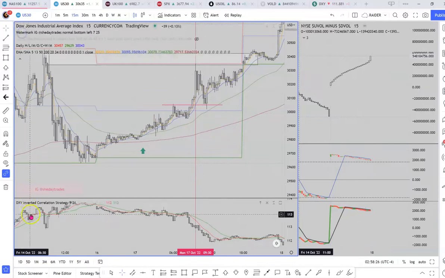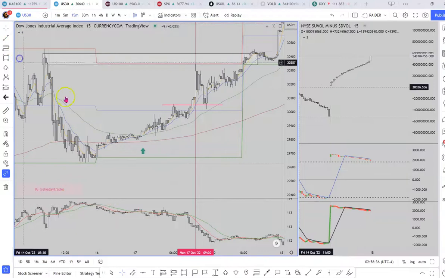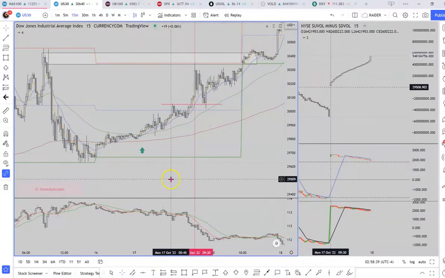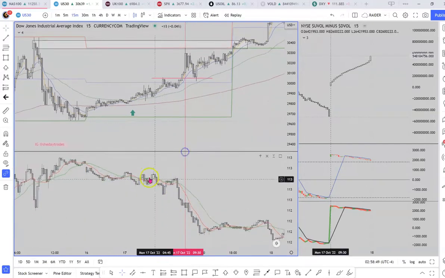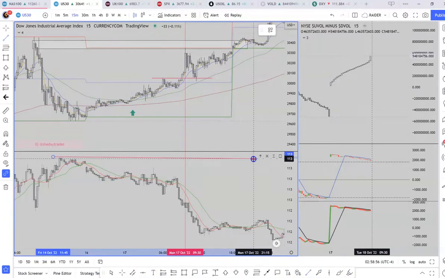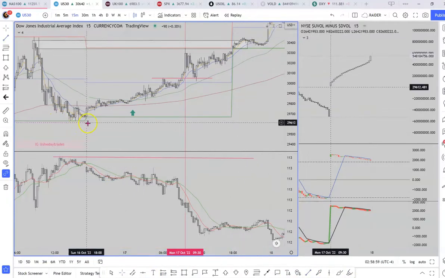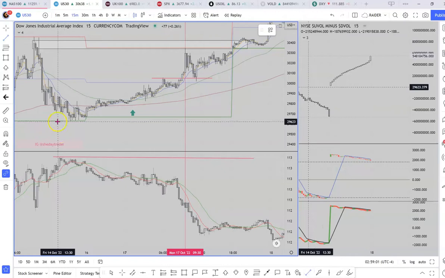I also have the dollar inverted correlation here. I don't know if I shared this one recently, but basically it moves the opposite way with the indexes. So as you guys can see, even with the moving averages, it's already kind of going down. Even if you're not looking at the moving averages, just looking at it visually, this has these highs right here, and then we have that low right here on the US30.